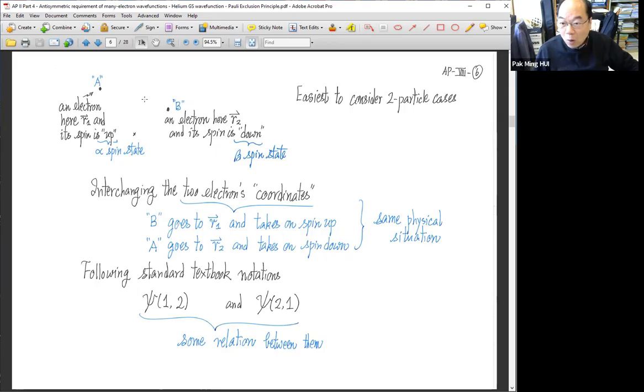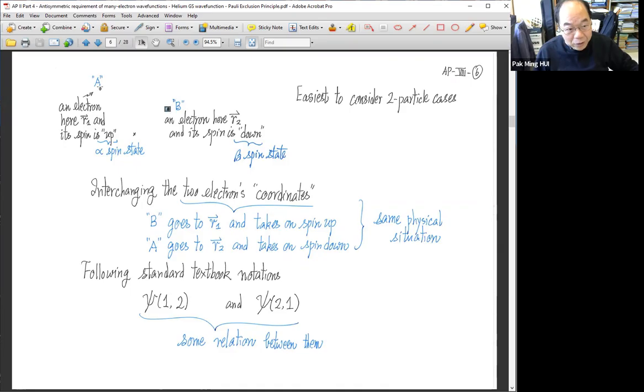So in a more general situation, this is a nucleus. Again, I try to depict two electrons. One is here, so an electron is here at R1, and let's say we also consider the spin of the electron. It has spin up. And B is here, at the location R2, and the spin is down. So this is one situation. Now, if we interchange the two electrons' coordinates, what we really mean is the following.